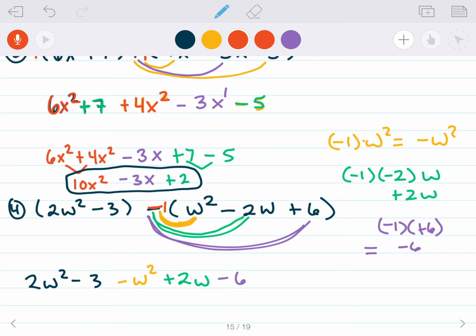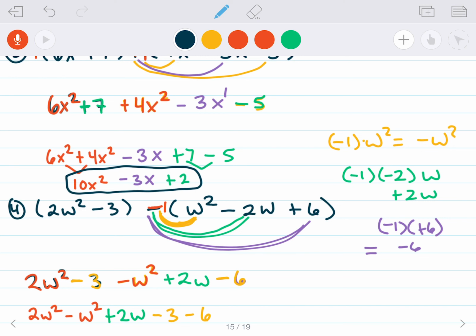Now I'm gonna do my like terms in the same color at this step. So I have a 2W squared is a like term with a -W squared. And then my constants are like as well. So I have a -3 and a -6. Okay, so I'll rewrite just using the fact that we can rearrange the order before combining. So we have plus 2W minus 3 minus 6.